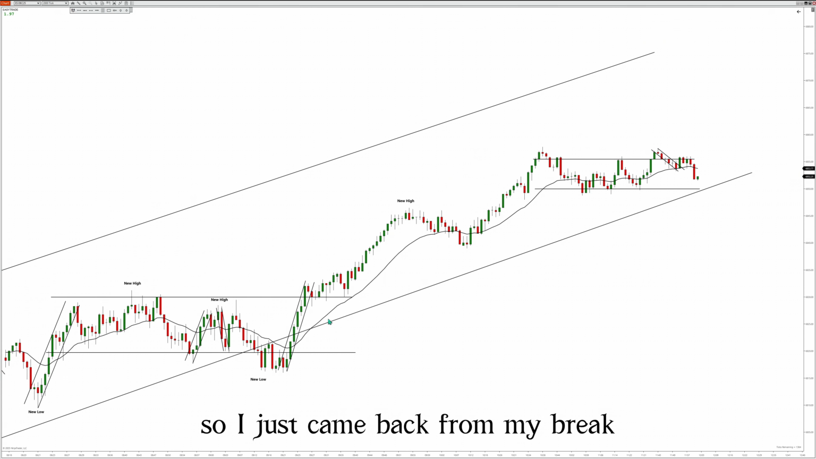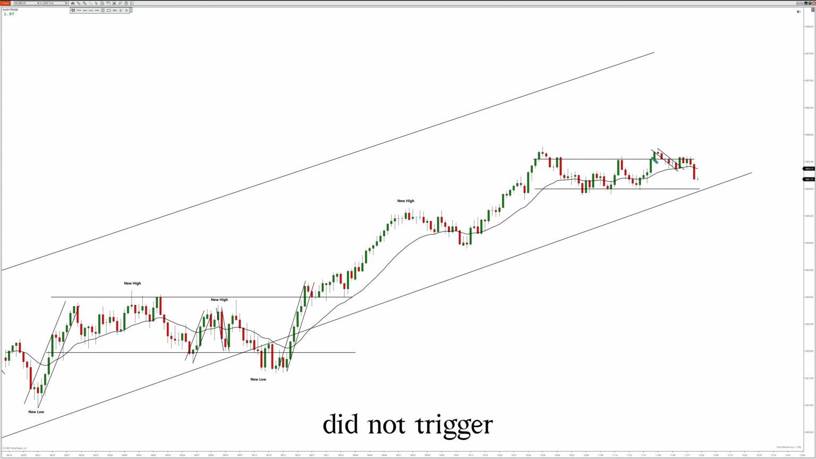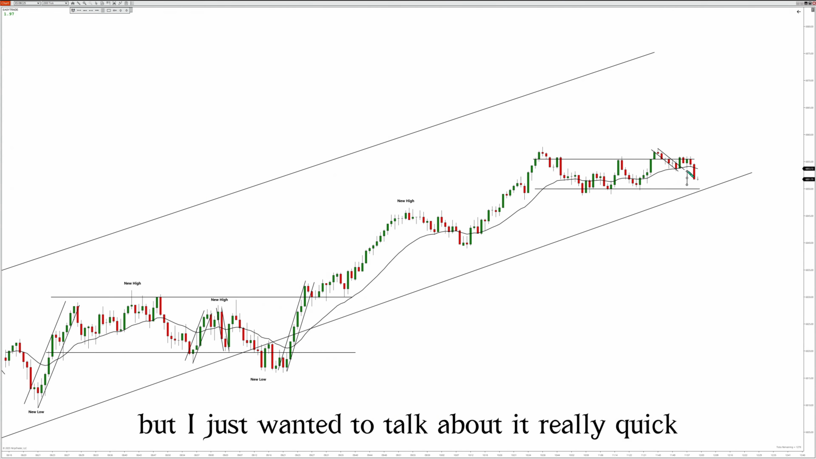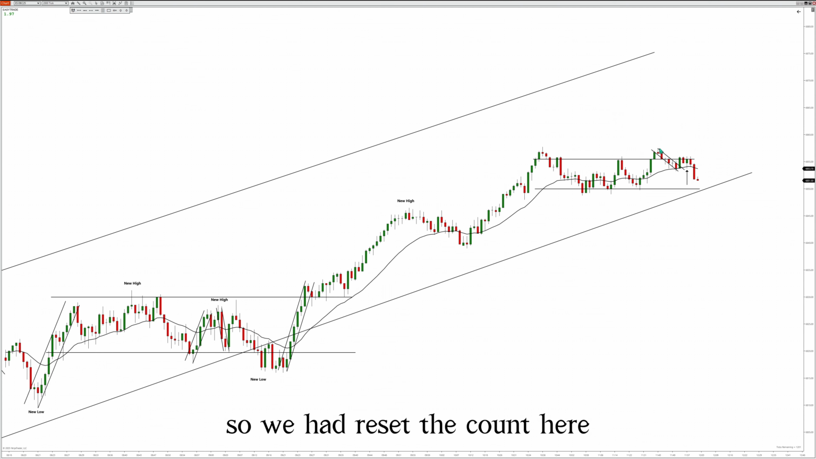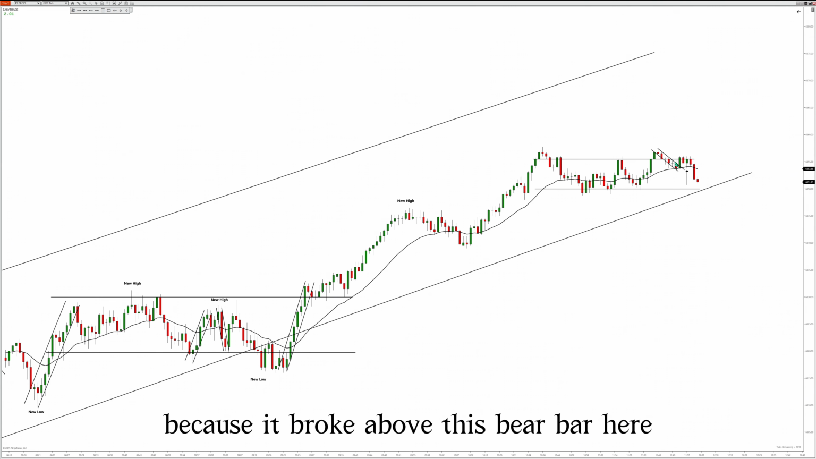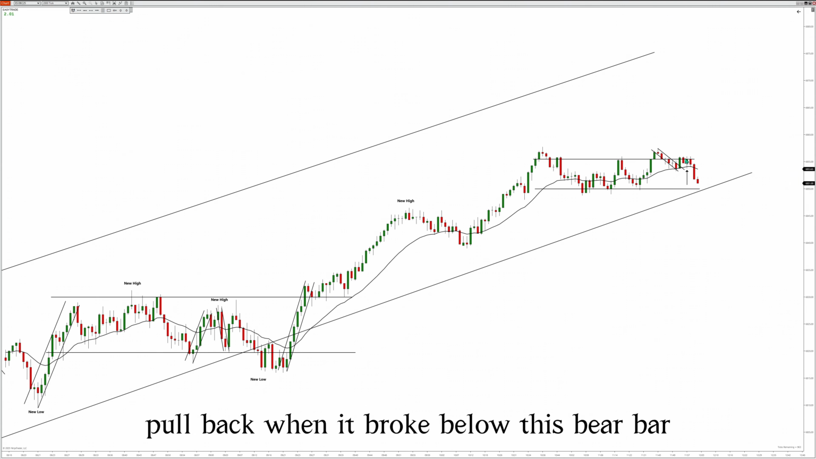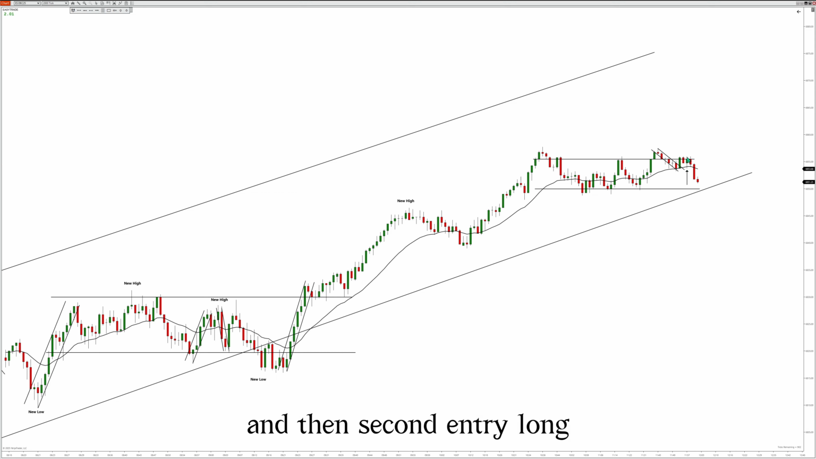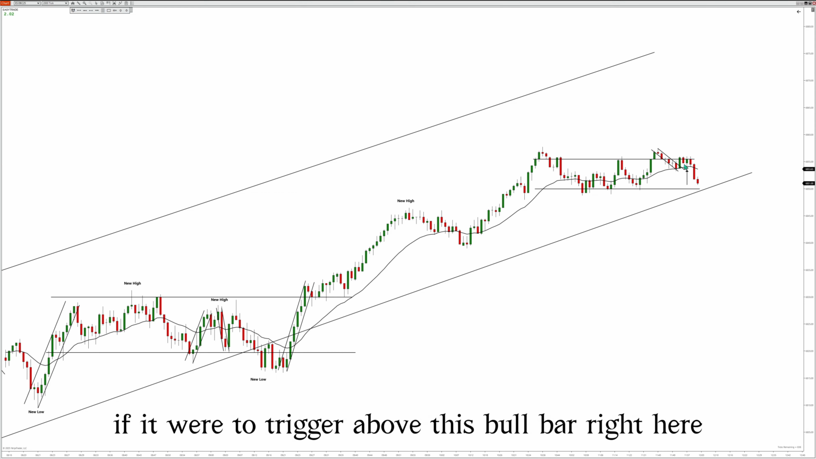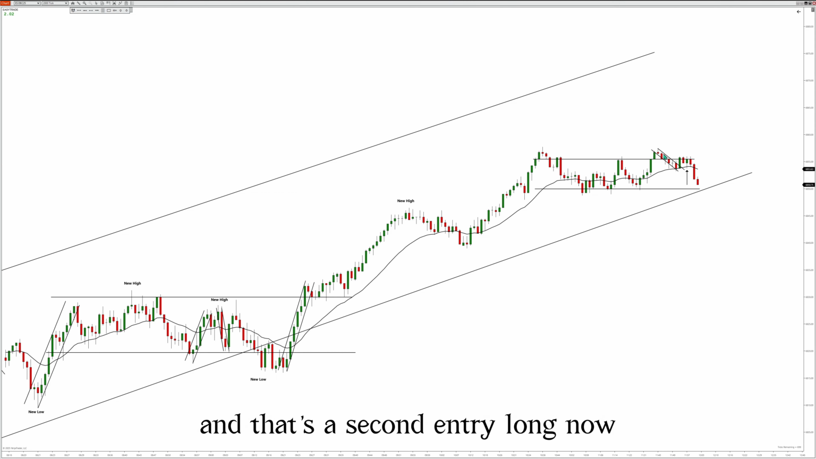All right, guys. So I just came back from my break. We had this second entry long here. It did not trigger, but I just wanted to talk about it really quick. So we reset the count here, new high. The first entry long because it broke above this bear bar here. Pull back when it broke below this bear bar. And then second entry long if it were to trigger above this bull bar right here. And that's a second entry long.